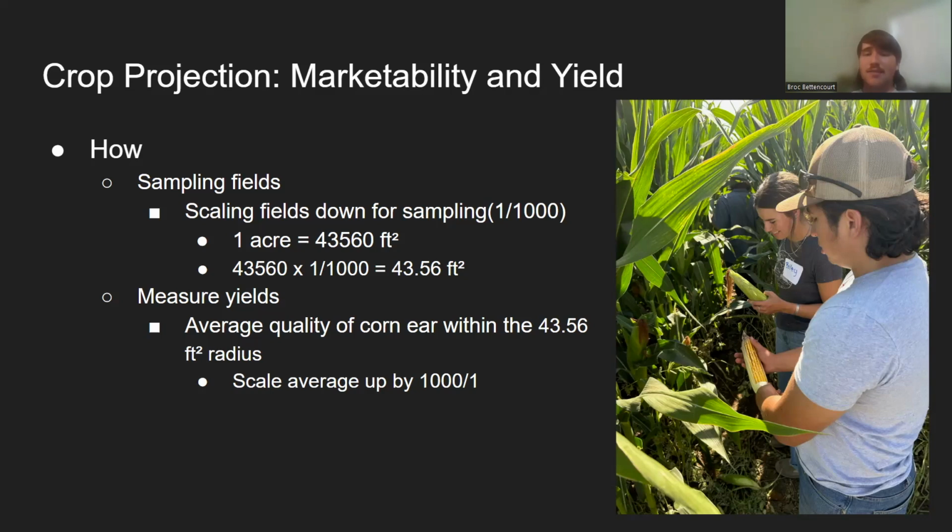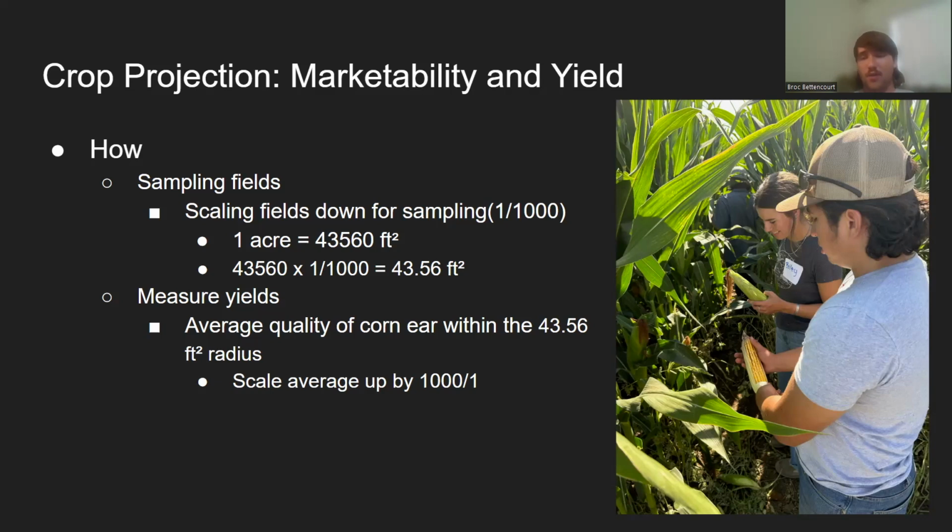1 acre is 43,560 square feet. So 1/1000th of that acre would be 43.56 square feet. To measure our corn yield, we take the average quality of corn within that 43.56 foot area. For us, we just round it up to 43.6 to make it a little bit easier on ourselves. We counted how many ears of corn were in there and then multiplied that by 1,000, which would give us how much corn per 1 acre.